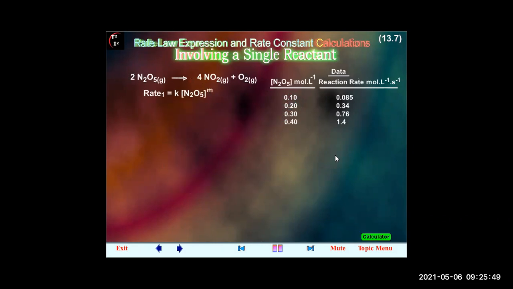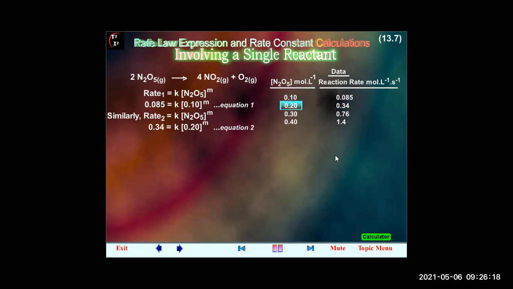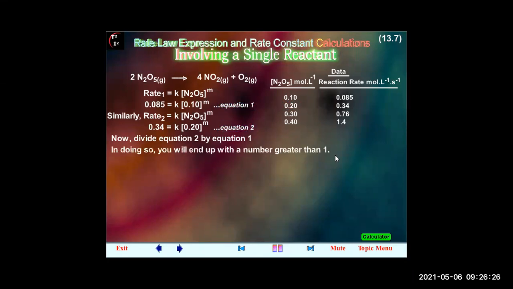Rate 1 equals K times the concentration of N2O5 raised to the power of M. 0.085 equals K times 0.10 raised to the power of M. Similarly, rate 2 equals K times the concentration of N2O5 raised to the power M. 0.34 equals K times 0.20 raised to the power M. Now, divide equation 2 by equation 1. In doing so, you will end up with a number greater than 1.